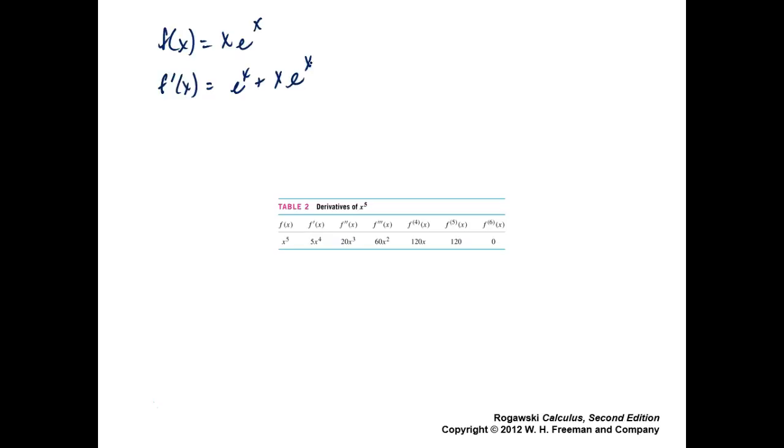Now, it said find the first three derivatives. We're doing higher derivatives, right? Higher derivatives. And example 4 says calculate the first three derivatives of this. We got the first one. What's the second one? e to the x plus e to the x. e to the x. Got it.